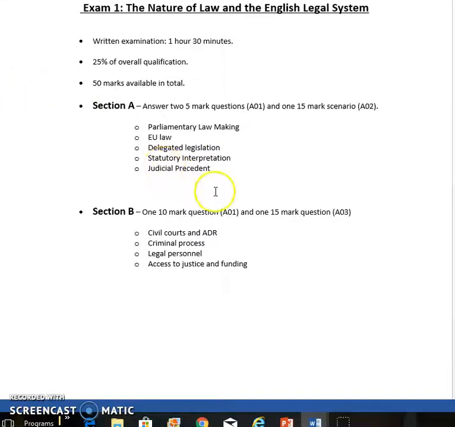In Section B, you'll answer 1 10-mark question, which again is testing you on Assessment Objective 1, your knowledge of the legal rules and principles, and 1 15-mark question, which is testing you on Assessment Objective 3, which is your ability to analyse and evaluate the law in question.